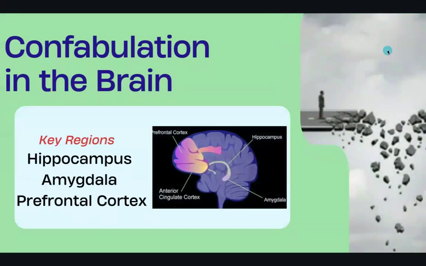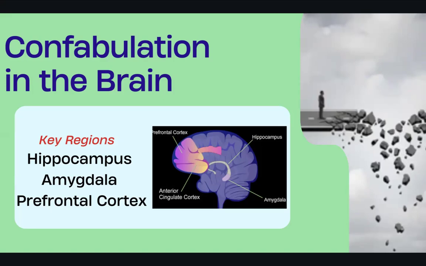Okay, so confabulation in the brain. The key regions involved are, like we mentioned before, the hippocampus and the prefrontal cortex, as well as the amygdala. Damage in the PFC can lead to difficulty distinguishing between true and false memories, and damage in the hippocampus can cause gaps in memory left to be filled with confabulation. And the amygdala disruption can affect the accuracy of the memories.